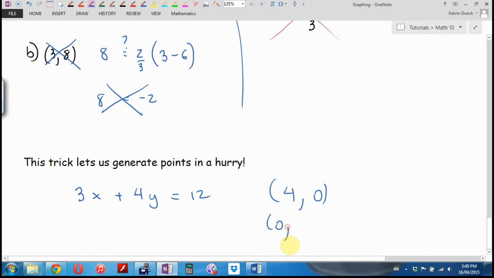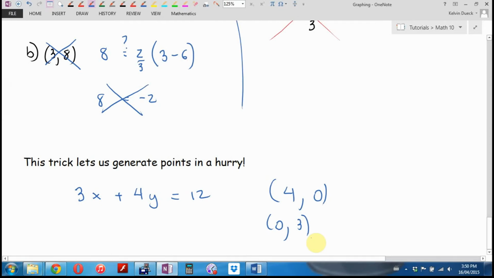What if you put a 0 in for x? What does y have to be for that to work? Really? 4 times 12 is 48. This whole thing has to be 12. So what does y have to be with that therefore? I can get lots of very quick points that way.